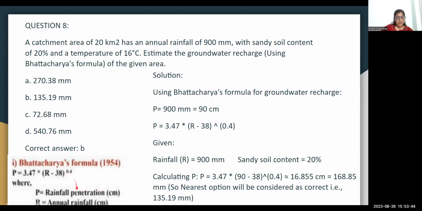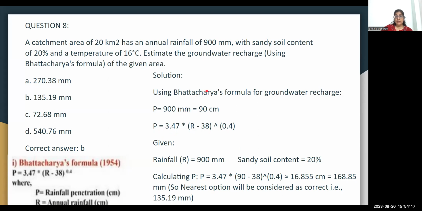Also, when it is empirical formulas, you should be careful of the units. All units are not going to be uniform, sometimes in some empirical formulas. So here the rainfall penetration as well as the annual rainfall is in centimeters. So 900 mm is converted to 90 centimeters and substituted for P and R as both the same values. That is what has been done over here, since there's no other value for penetration that is provided. So 90 is equal to 3.